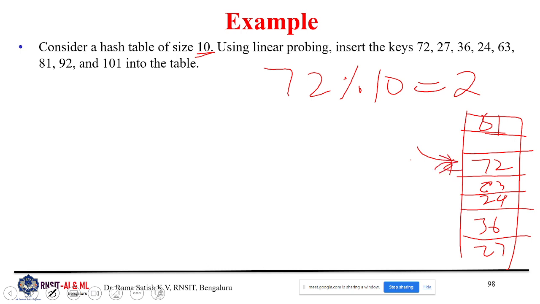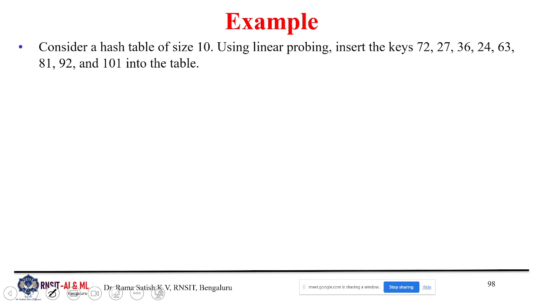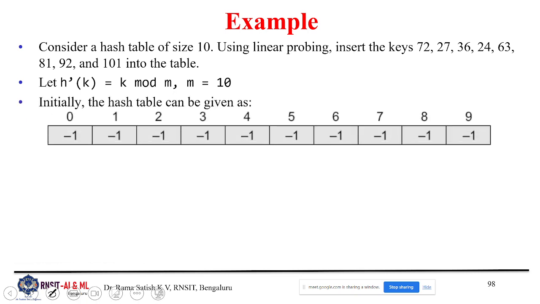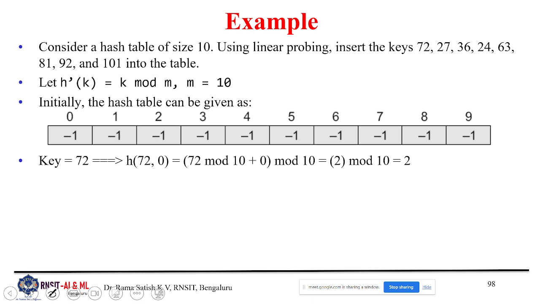Whenever there is a collision, it will go for linear probing. That's the concept that you have to understand. Look here, h'(k), the initial probing, is k modulus m, where m is equal to 10. Initially every element is empty, written as -1, and 72 is the first key that you have to probe.